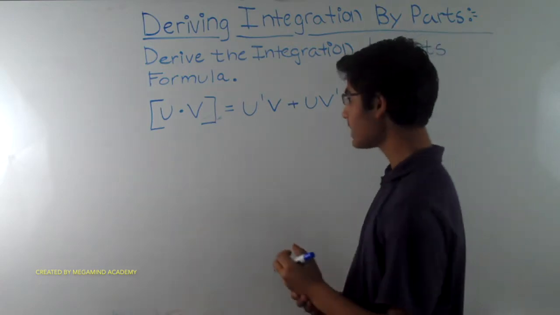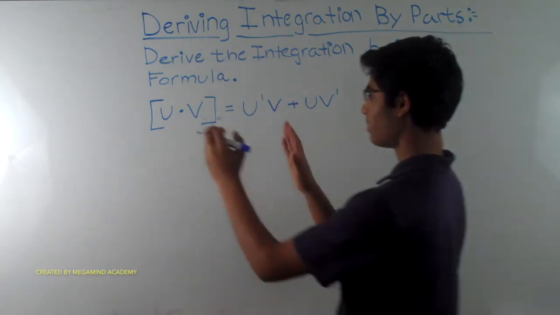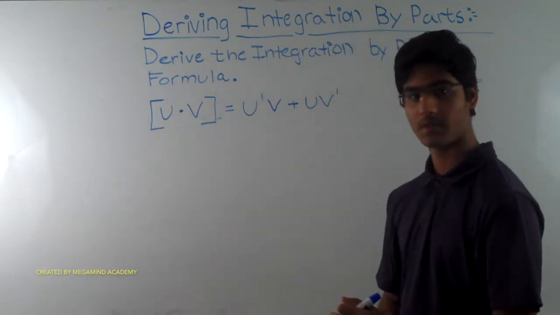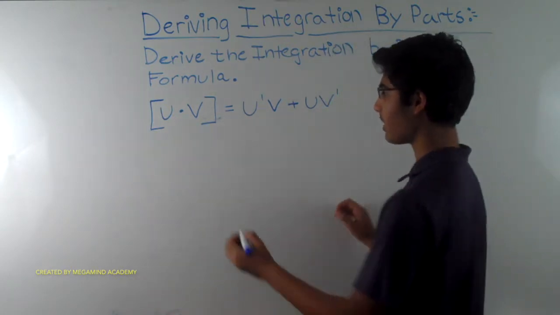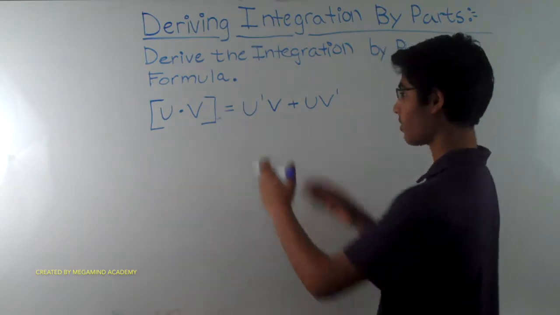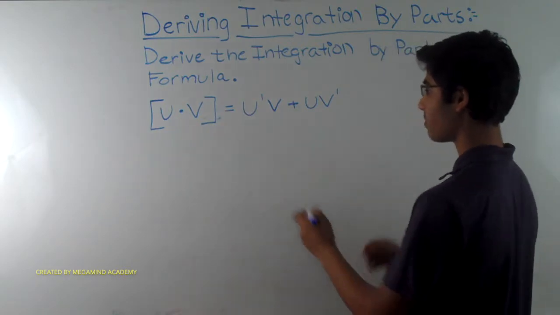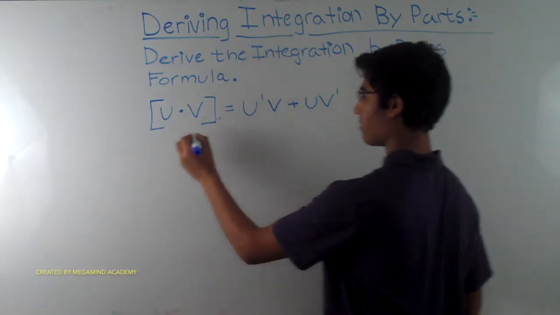Now, let's say that we wanted to get from this side to this side. So what would we do? Before we even say that, we know that to get from this side to this side, we would have to find the integral of this side. But before we even do that, let's just put an integral for each term.